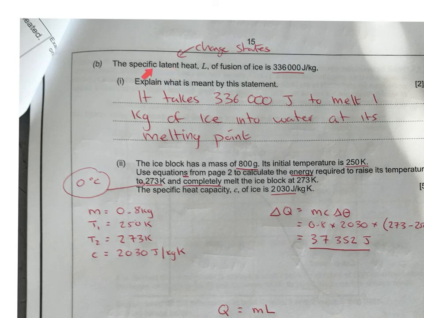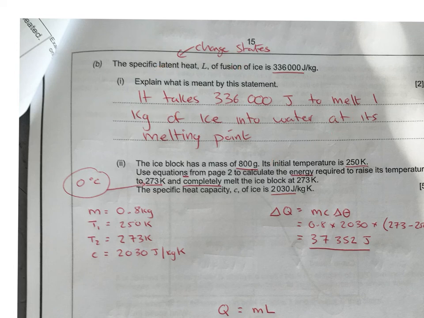Specific latent heat. So that's where it changes states. Is this. That's going to be important in a future calculation. Explain what is meant by this statement. Well, it's going to take that amount of energy to melt 1 kilogram of ice into water at its melting point. So remember the definitions for specific latent heat, and then specific heat capacity. The other one, specific heat capacity, so if you get 1 kilogram of material, it's the energy required to raise that by 1 degree Celsius. So a little bit different from latent heat.